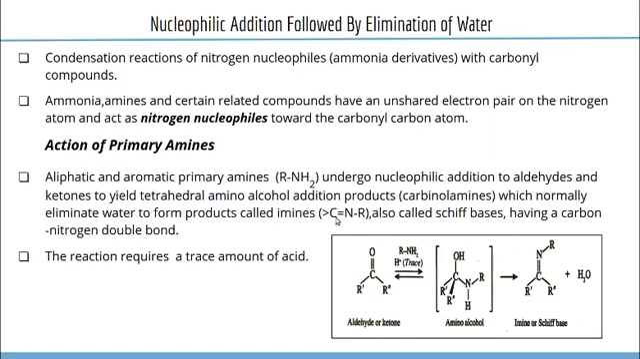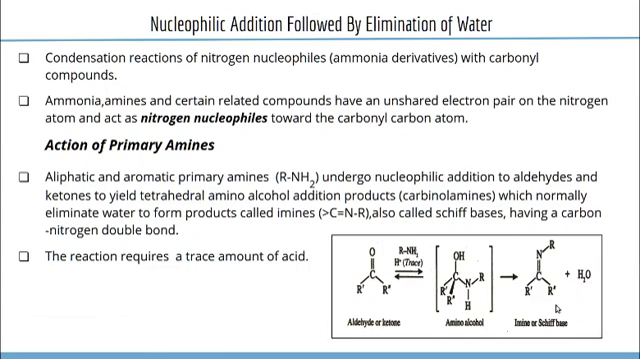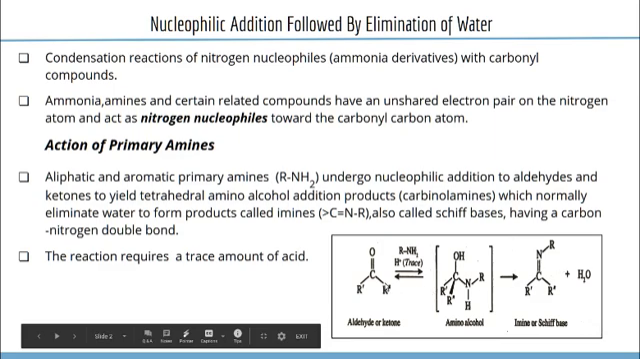Imines have the structure C double bond NR. Here we have the double bond C double bond N. They are also called Schiff bases, having a carbon-nitrogen double bond. The reaction requires a trace amount of acid. So in the presence of acid, aldehydes or ketones react with primary amines. First we will get a carbinolamine, which further undergoes elimination of water, and then we will get the imine or Schiff base. This is the condensation reaction of aldehydes or ketones with primary amines.